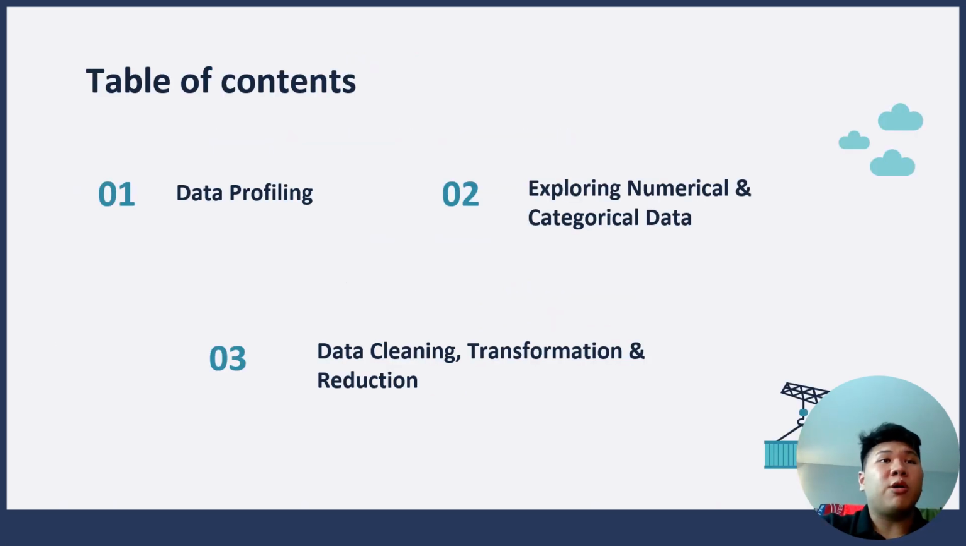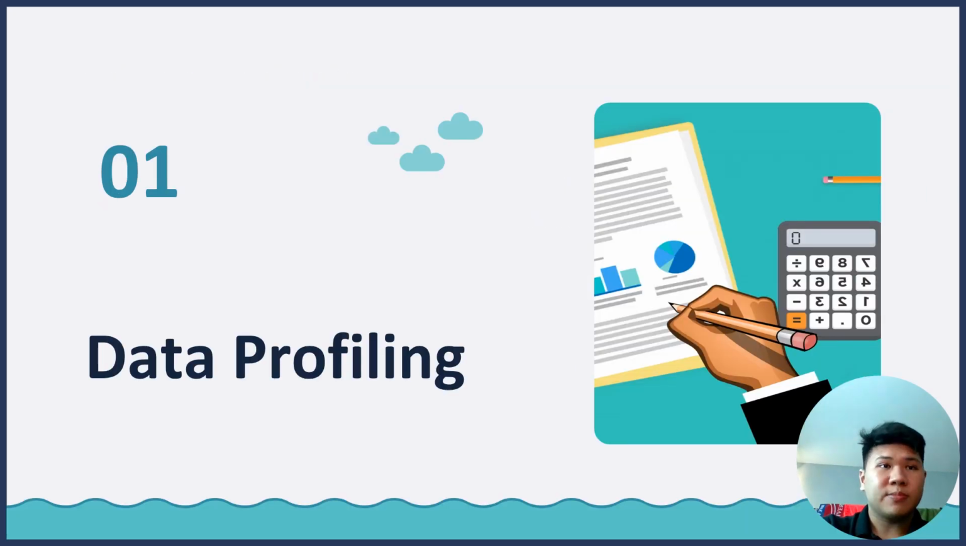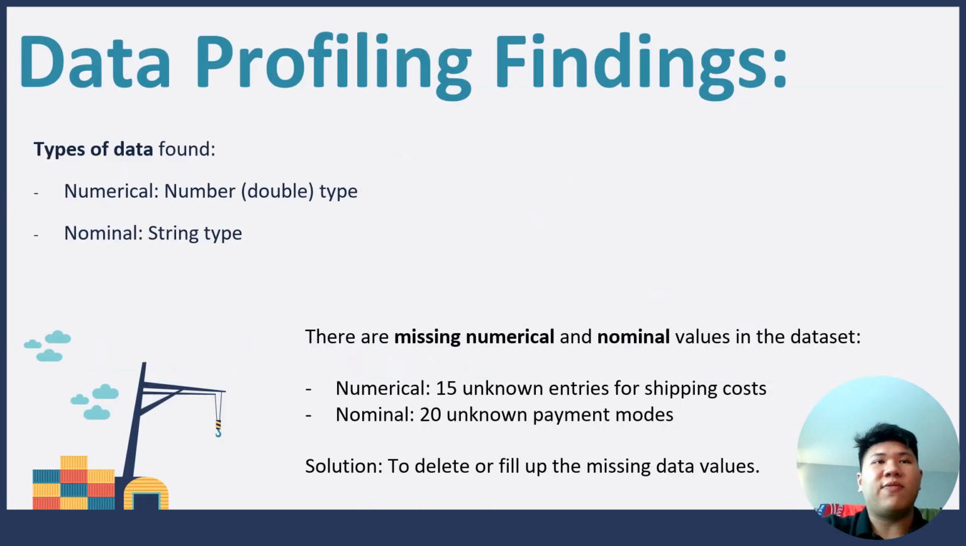Okay, so this is our table of contents. First, we'll be going through the data profiling. Second, we'll be going through numerical and categorical data. And last one will be data cleaning, transformation, and reduction. So number one will be data profiling.